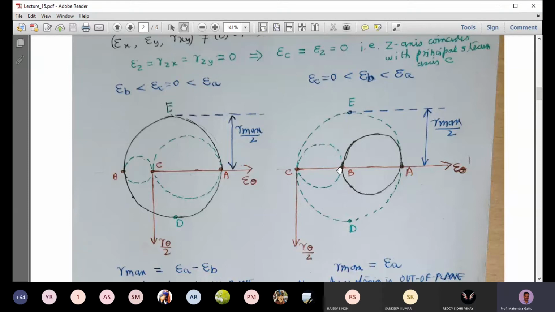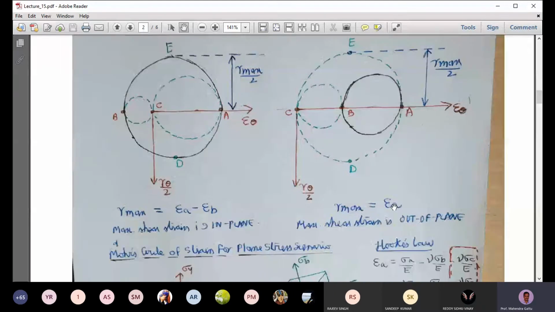And if you rotate the strain element about the x-axis, here it will be yz, then you will get this Mohr circle. And if you rotate it about the y-axis, you'll get this bigger circle. So the maximum shear strain will be the diameter of AC. Epsilon C is 0, and epsilon A value we have, so the maximum shear strain will be simply epsilon A. Okay, so the maximum shear strain is epsilon A, and this maximum shear strain is occurring in the out of plane direction.